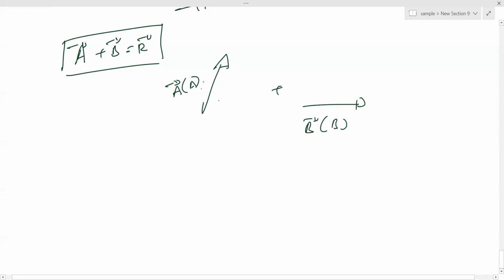Join the tail of one vector with the head of another vector.